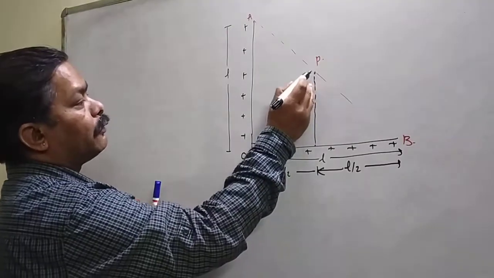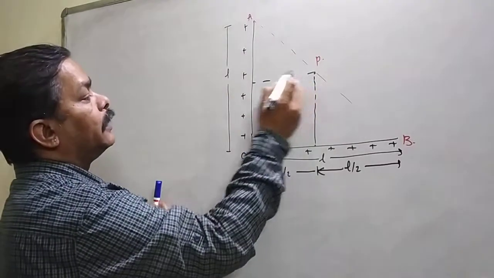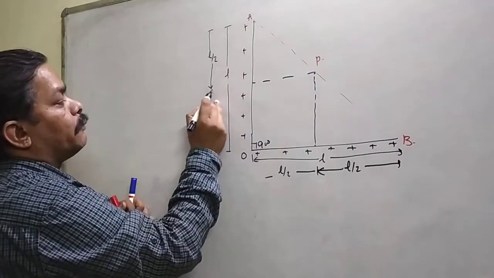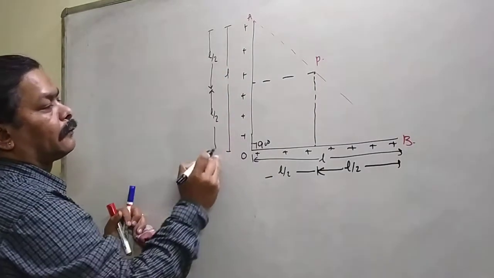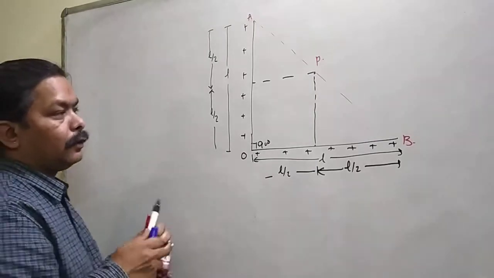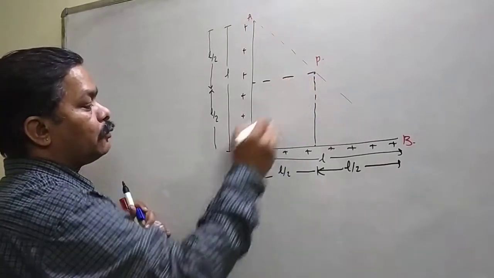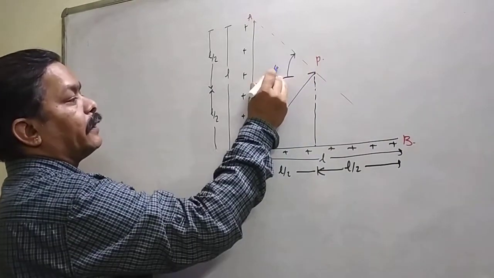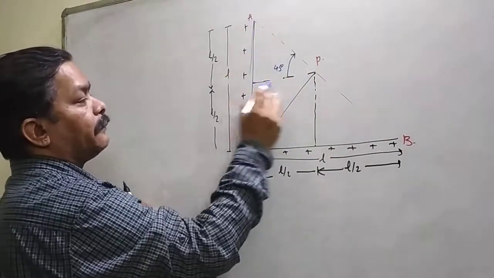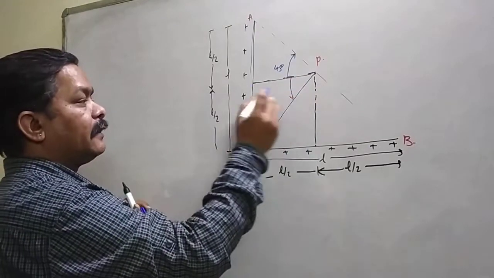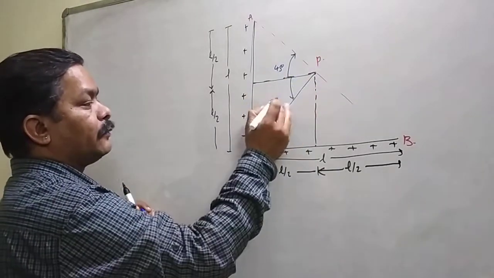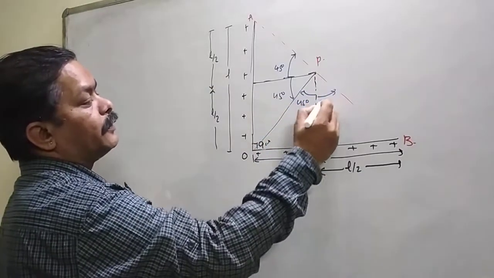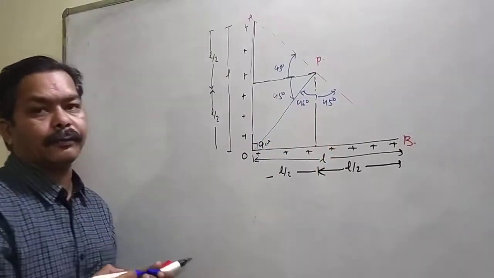Similarly, drop a perpendicular from P to wire AO. This perpendicular will also divide it into two parts. Now when you join P to O, from the reference line this line makes an angle of 45 degrees because perpendicular and base are the same. Similarly here, base and perpendicular are the same, so this will also be 45 degrees. So all angles you will see will be 45 degrees each.